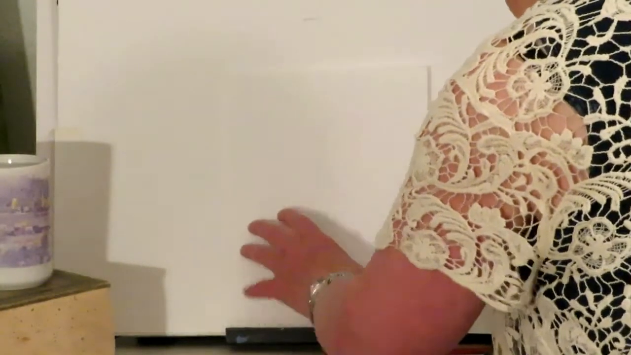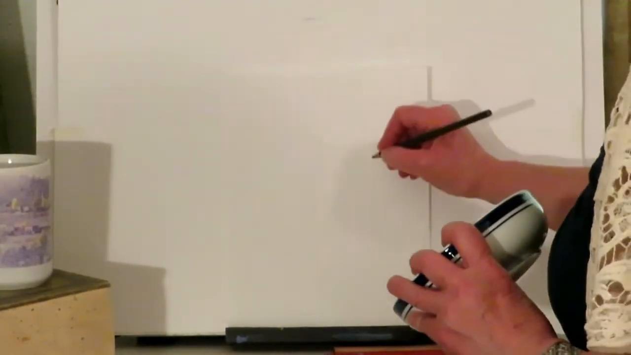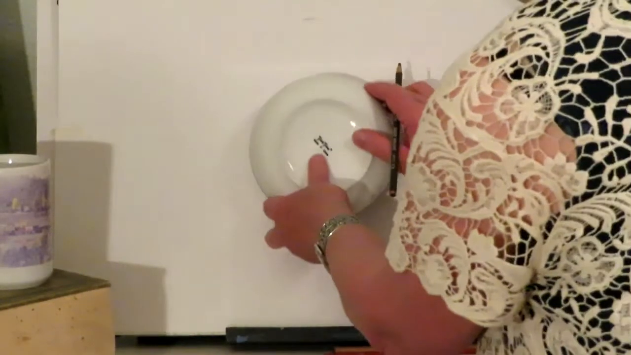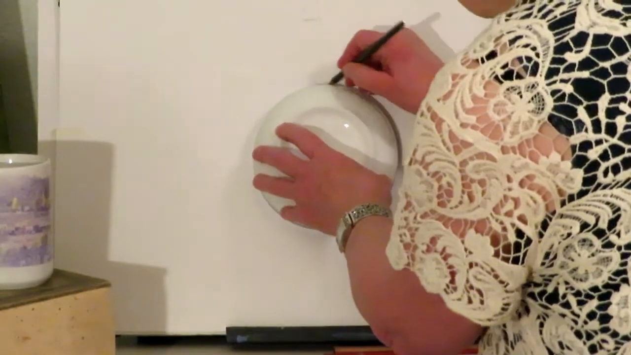So instead of trying to draw a circle that's perfect, find something at home, a bowl, a plate, and trace around it.